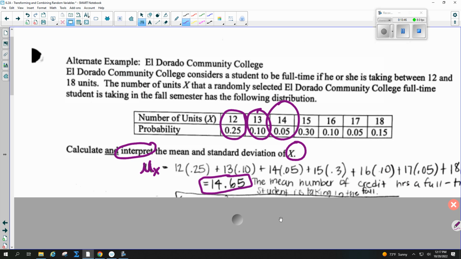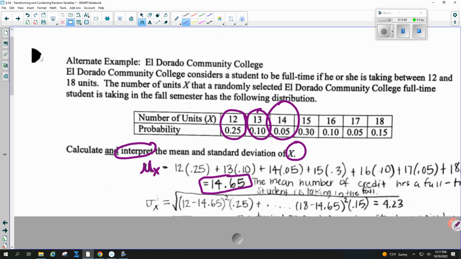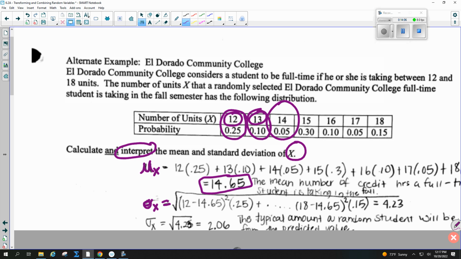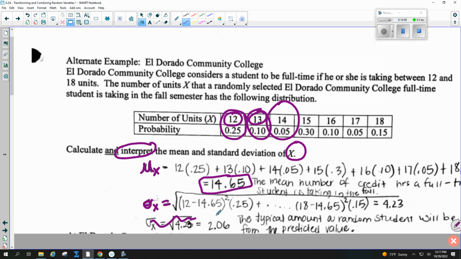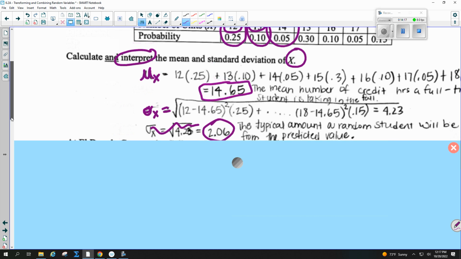All right, and then I would like to see some of the work here for standard deviation. Again, we should have a sigma x representing the standard deviation of x. So we do the data point minus the mean squared times its probability plus the next data point minus the mean squared times its probability, and square root the whole thing, and you should get 2.06. This is how many credits we are typically off from the mean. So we have our mean of 14.65 credits and we're typically off by 2.06.